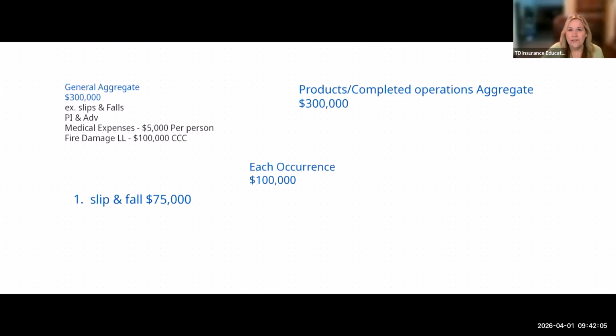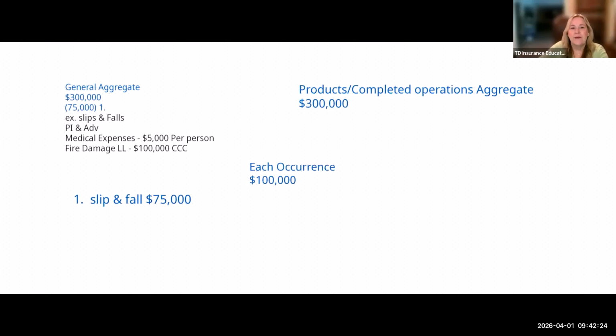And so we're going to put this, now remember, these policies last for a year. We're going to put this on this side of the equation. So now for this claim, we're going to take 75,000 out of here. And for the year, we only have 225,000 left. Okay, totally different than your homeowners and auto.